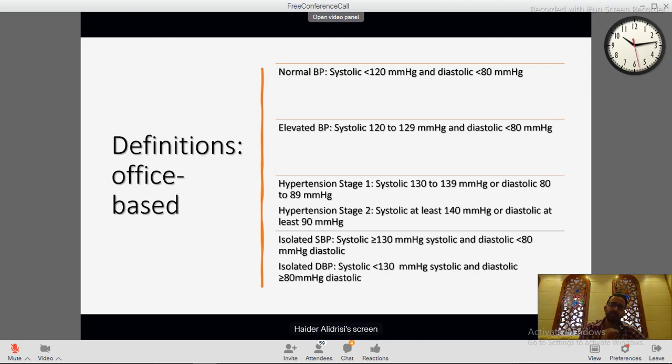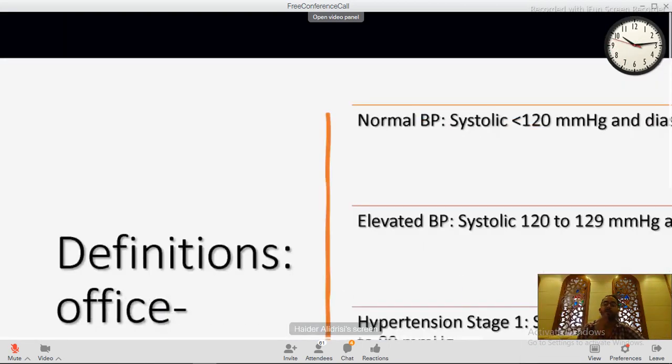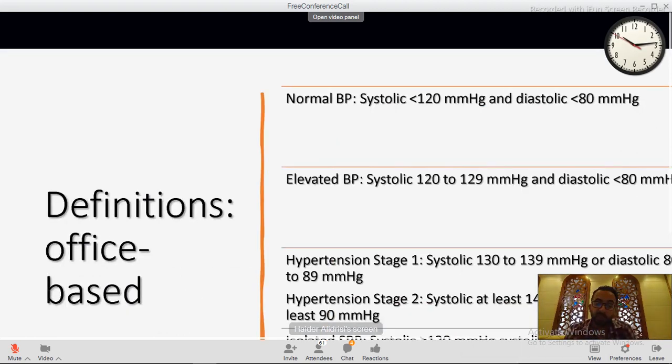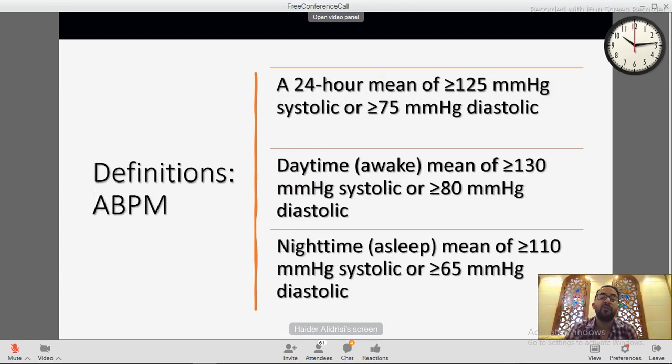Isolated systolic hypertension is a systolic blood pressure of 130 or more, while the diastolic is less than 80. And isolated diastolic hypertension is a systolic blood pressure below 130, while the diastolic is equal to or more than 80. Whether the blood pressure is systolic or diastolic, in any case this is considered hypertension and should be evaluated and treated. Also, we have what is called ambulatory blood pressure monitoring.